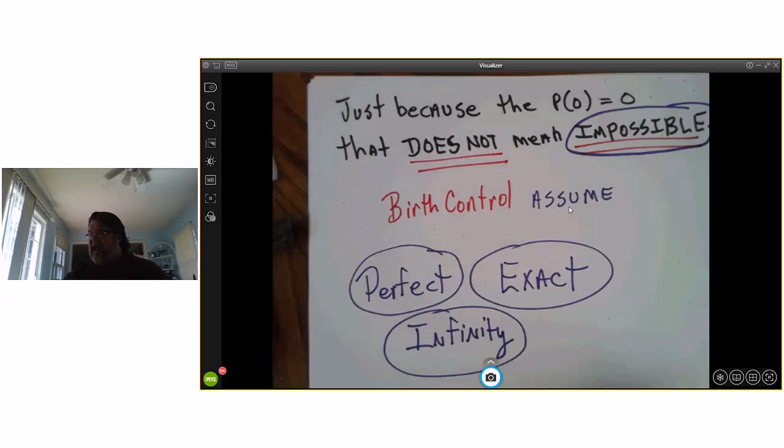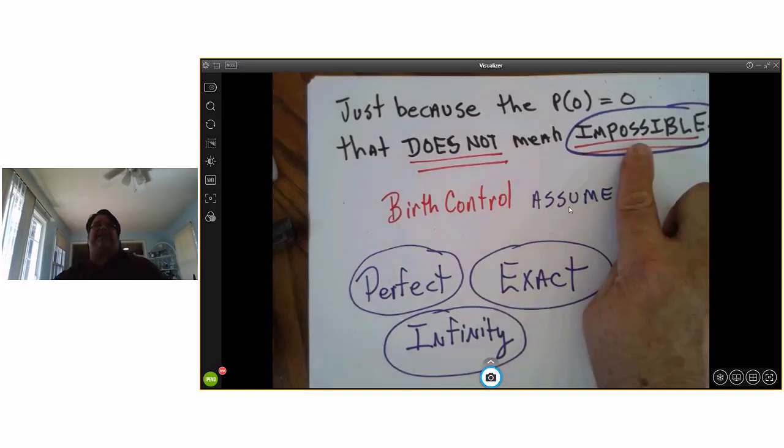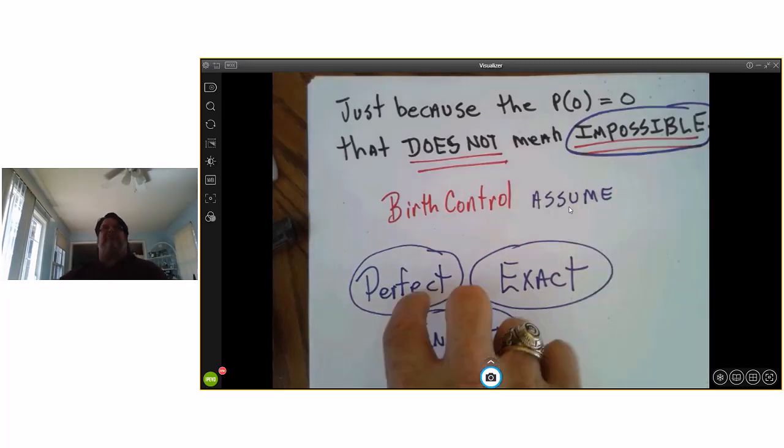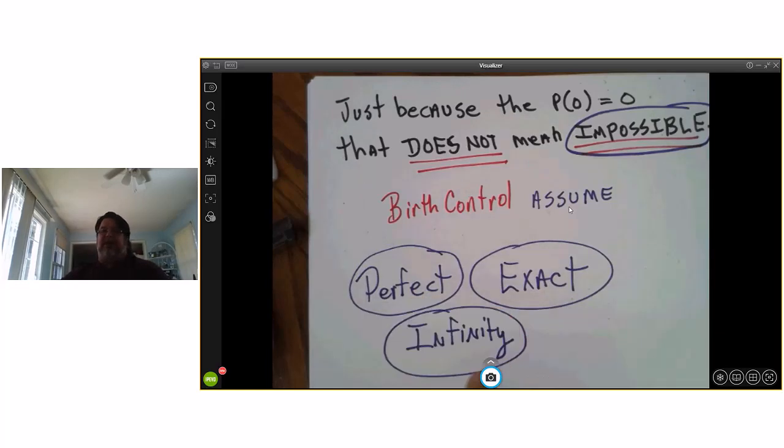Okay? Exact. Okay? Are you ever going to hit an exact amount when you're trying to figure something? Very rarely will you hit the exact amount. Impossible. Everything is possible. Anything is possible. Perfect. Nobody ever reaches perfection. Infinity. Nobody ever touches infinity.